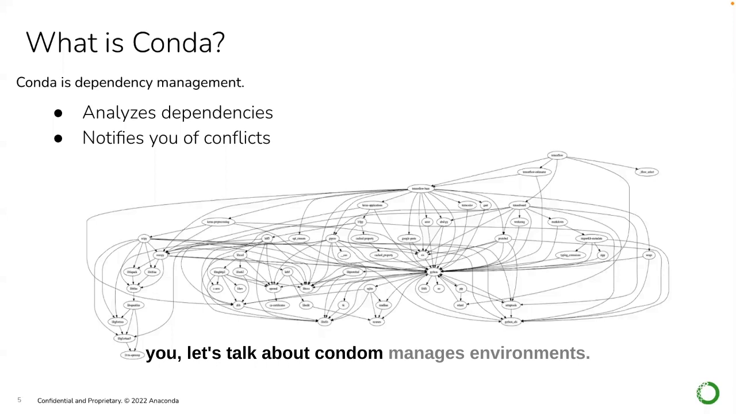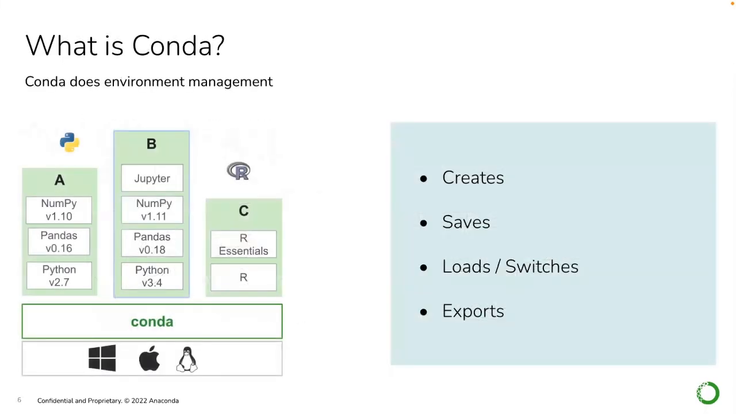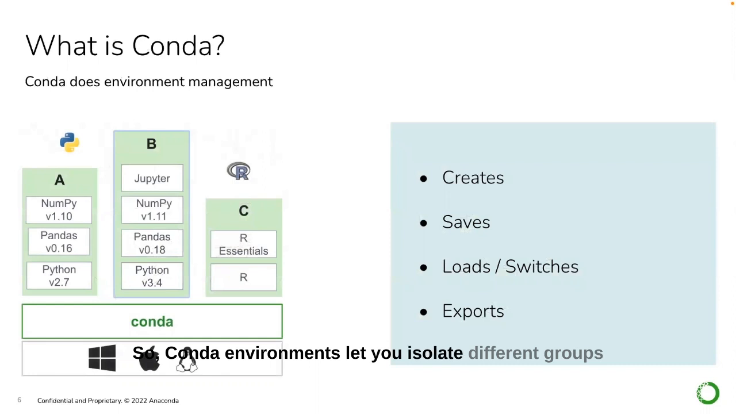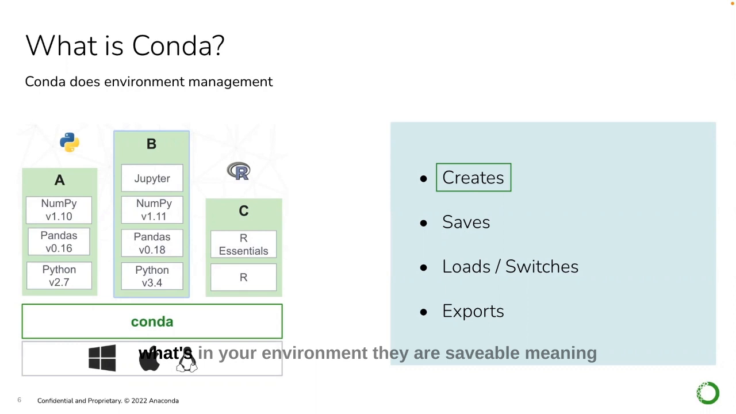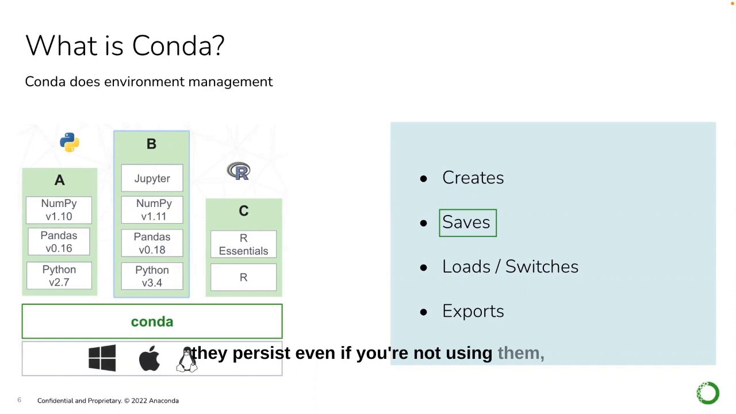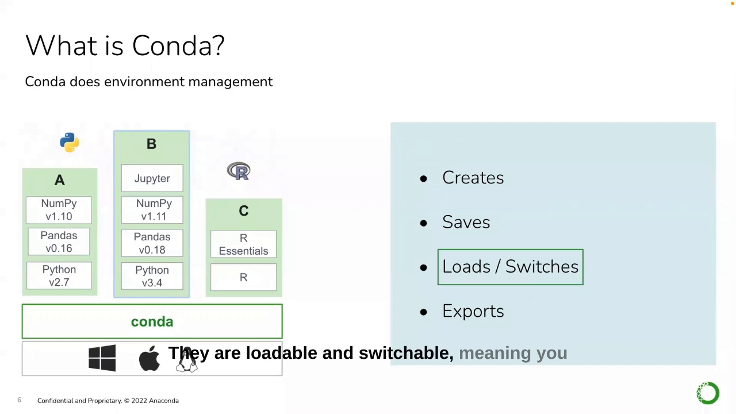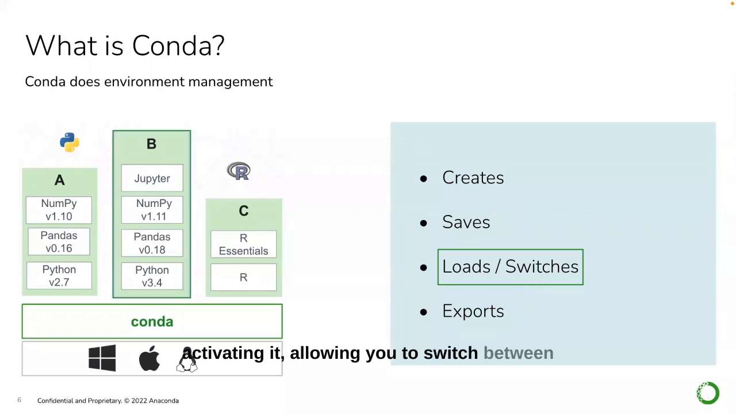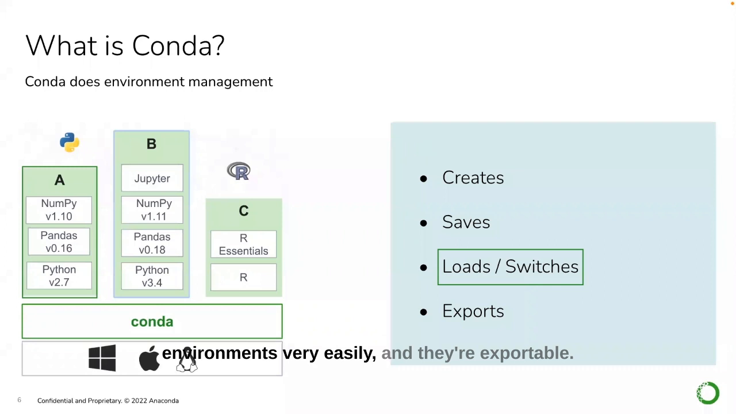Let's talk about how Conda manages environments. Conda environments let you isolate different groups of software packages that you want to use for each one of your projects without interfering with other software on your computer. Conda environments are creatable, meaning you can control what's in your environment. They are savable, meaning they persist even if you're not using them, and they don't disappear unless you delete them. They are loadable and switchable, meaning you can load whatever environment you want by activating it, allowing you to switch between environments very easily. And they're exportable.